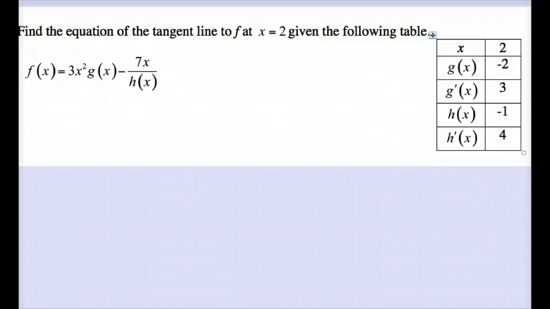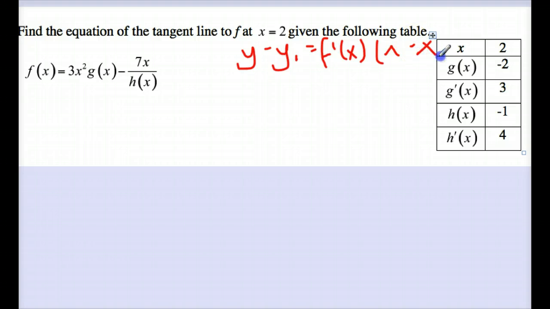So just to recall, I want to make sure everyone remembers the tangent line is y minus y1 equals the derivative times, open parentheses, x minus x1, close parentheses. So I already have my x value, which is the 2, but I also need my y value. So just like the previous problem, I need to plug in my x into the original function to get the value of y.